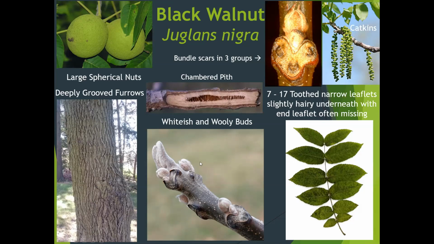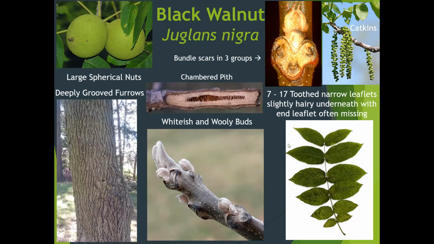The white walnut, I'll go over in a second, has little tufts of hair, almost like an eyebrow or something like that on top of the face. Walnuts also possess catkins as their flowers. And then another strong identifier between the black walnut and the white walnut is not the number of leaflets, but the absence of the end leaflet on the compound leaf. So there's 7 to 17 toothed narrow leaflets that are slightly hairy underneath, but on the black walnut, that last terminal leaf will be missing. But on the white walnut, it'll be present.